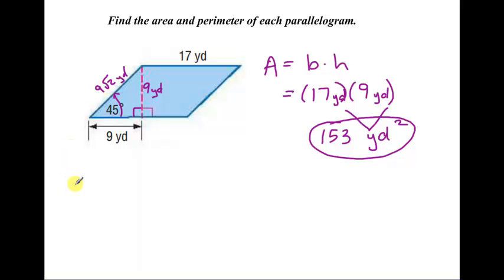All right, perimeter. Now, perimeter, remember, we're adding all the sides. So across the bottom to start, 17, plus up that slanted side, we have 9 radical 2. Across the top, it's 17 again, and then 9 radical 2.